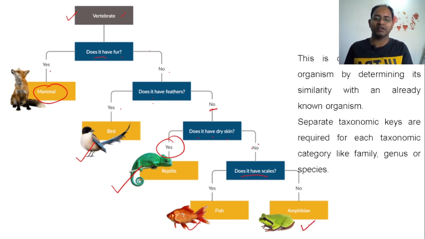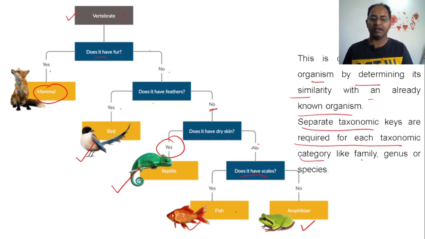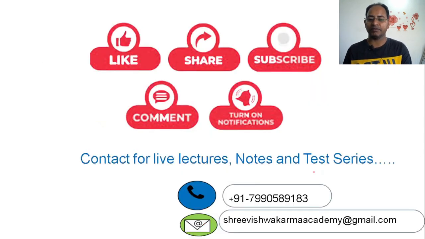So now you can see, every time you get the lead, the contrasting character. One you have to accept, another you have to reject, and that's how you can keep the organism in a suitable category. So this is carried out for an organism by determining its similarity with an already known organism, and separate taxonomic keys are required for each taxonomic category, like family, like genus, like species. This is the very simple example I gave you.